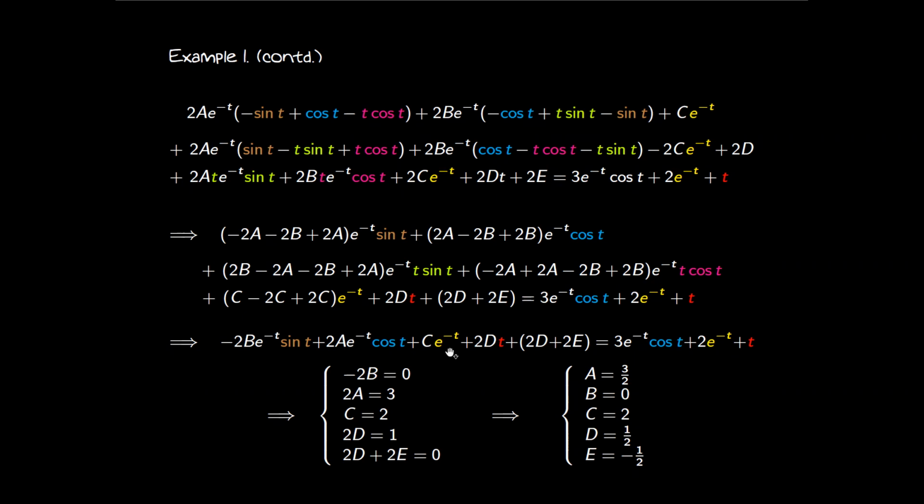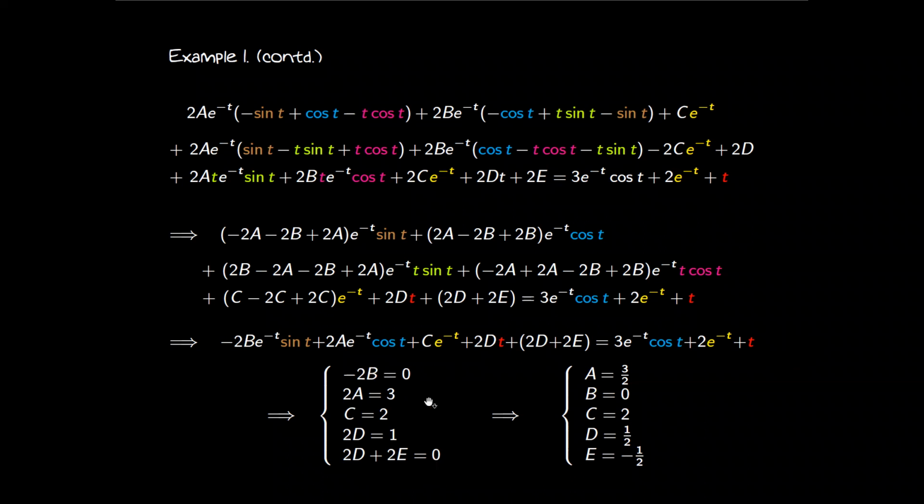For the e to the negative t term, you're going to have c of this on the left-hand side and 2 of this on the right-hand side. For the t term, you're going to have 2d of it on the left-hand side and 1 of it on the right-hand side. Finally, from the constant, you have 2d plus 2e and 0 in these 2 sides. So we're going to get the equation system.